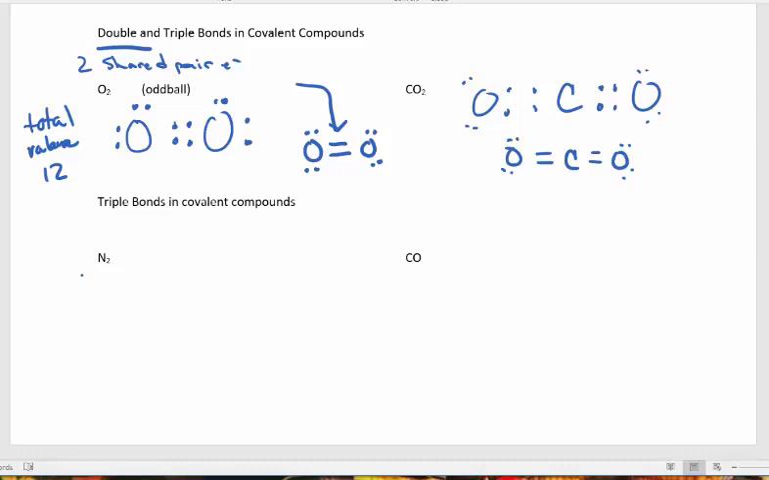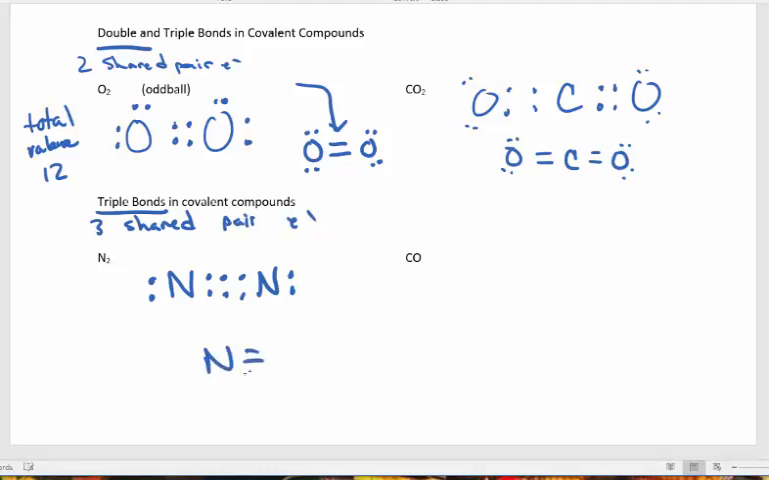When we look at nitrogen and carbon monoxide, what you're going to end up with is 3 shared pairs and 2 lone pairs. So we're going to call that a triple bond when we have 3 shared pairs of electrons. So we could draw that like that. Carbon monoxide would then be that with the lone pairs. And again, just to emphasize, we're going to talk about how we do that in much more detail.